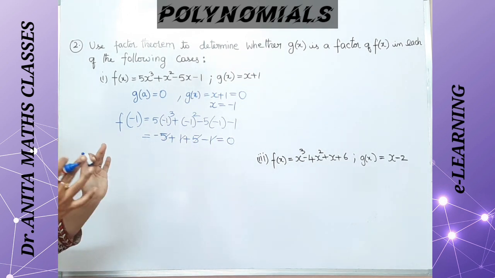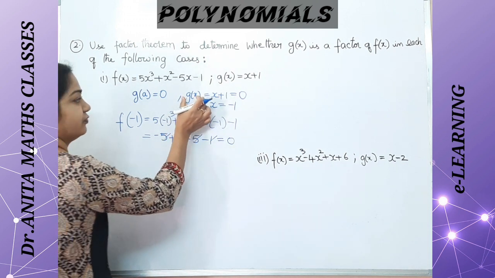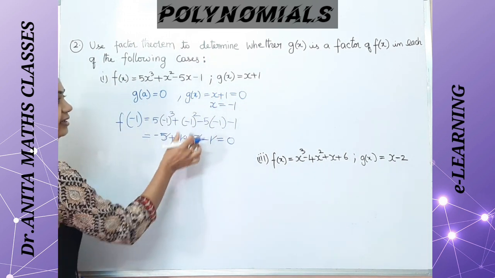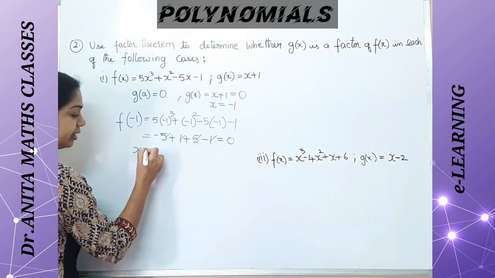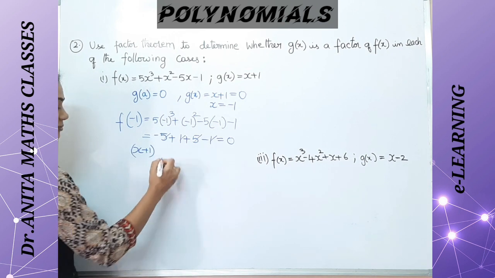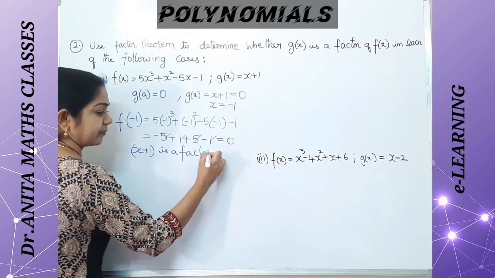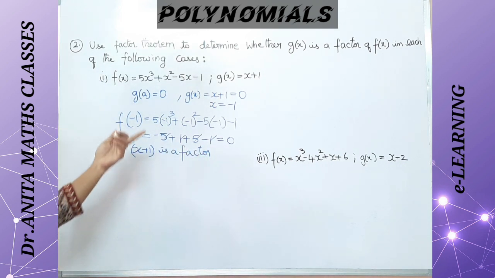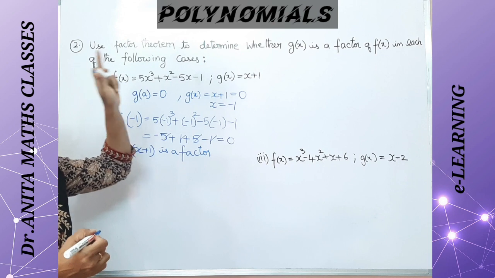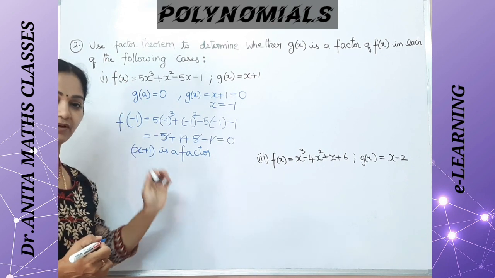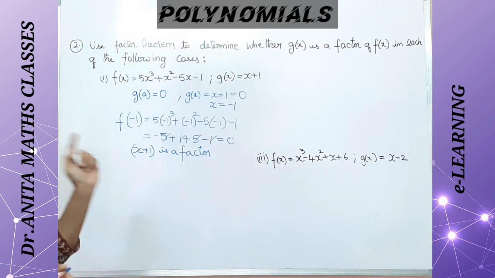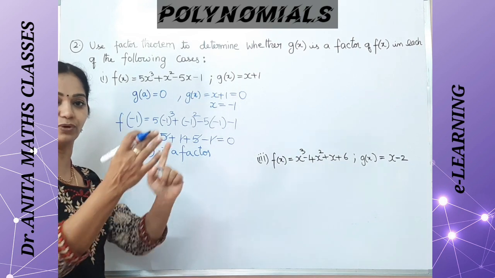So if the polynomial value is 0, that means g of a is 0, then x plus 1 is a factor according to the factor theorem. We are checking this with the factor theorem. If the question does not mention the factor theorem, then we can go for the conditions. For x minus 1 and x plus 1, you can use the condition of the sum of the coefficients.